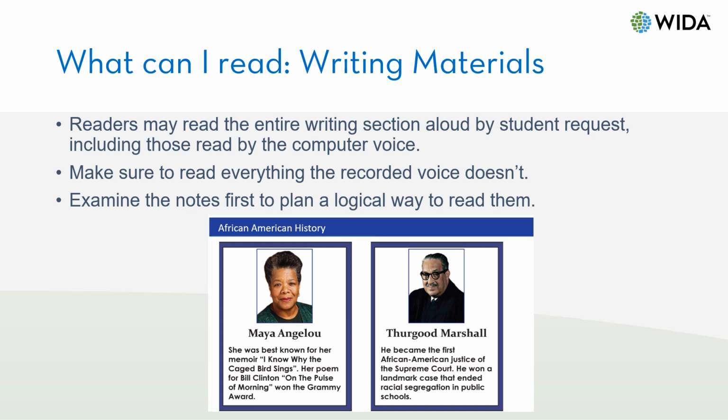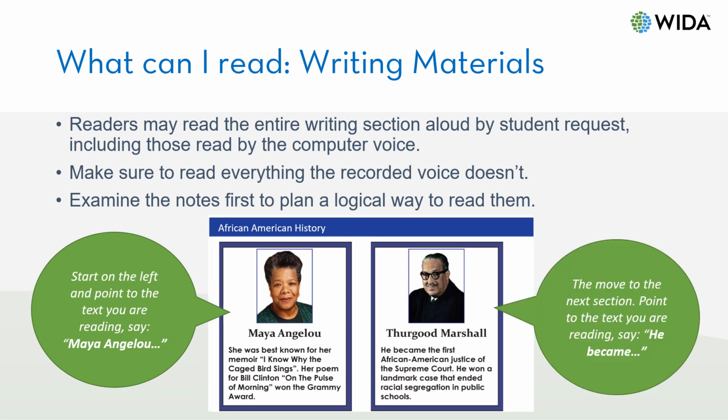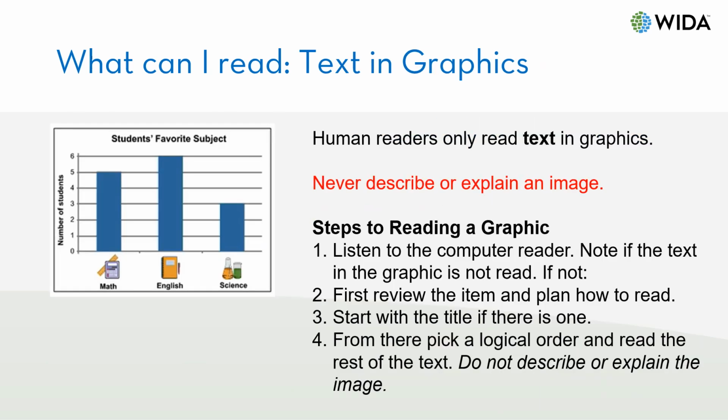Make sure to read everything the recorded voice doesn't. Examine the notes first to plan a logical way to read them. For example, since the English language is read from left to right, you may want to start with the image on the left-hand side and point to the text you are reading as you say Maya Angelou. Then move on to the next section. Point to the text you are reading and say Thurgood Marshall, he became, and then finish the rest of the text.